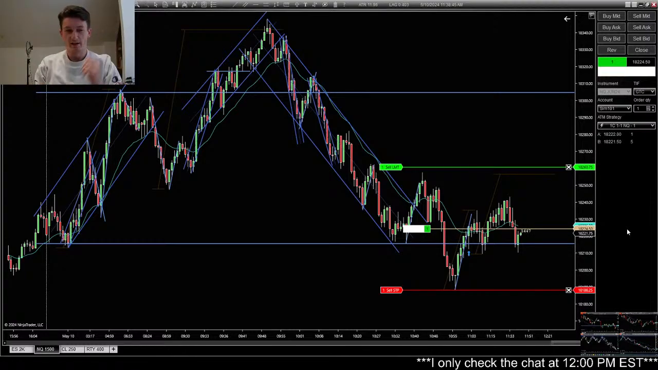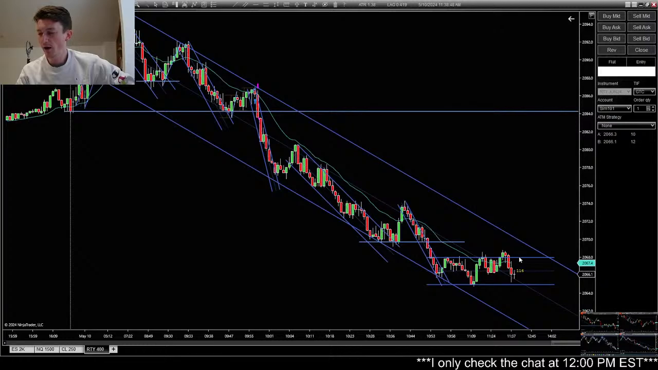I don't see anything else I'm really interested in. Only other thing is maybe some kind of short on the RTY as it's in this major downtrend.